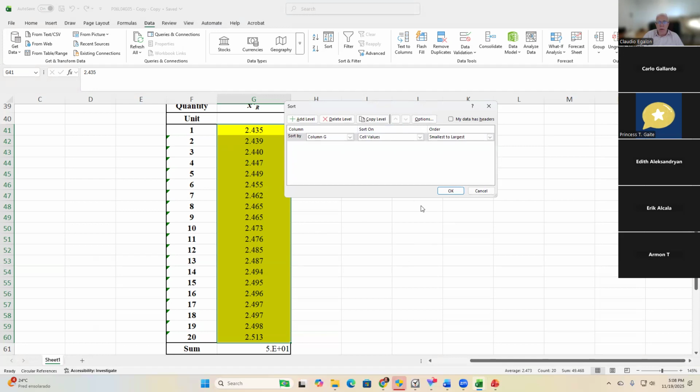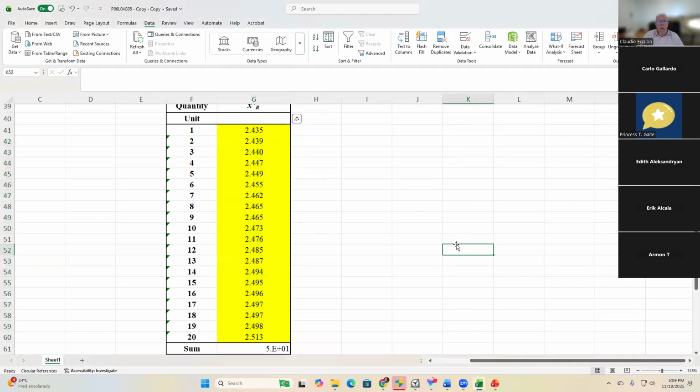You're going to come to another screen here, and you have the option to sort from smallest to largest or from largest to smaller, right? You want the smallest to largest. And then now my numbers are sorted. My measurements are sorted. You can see 2435, 39, 40, 47, 490 is sorted. 6265, 65, 73, 76, and so on, right? So it's sorted.